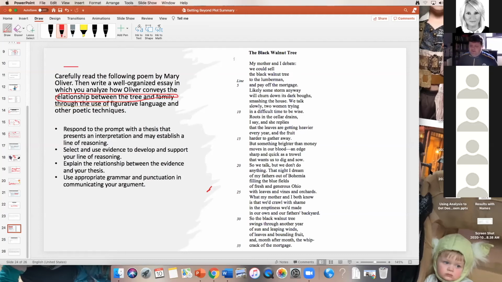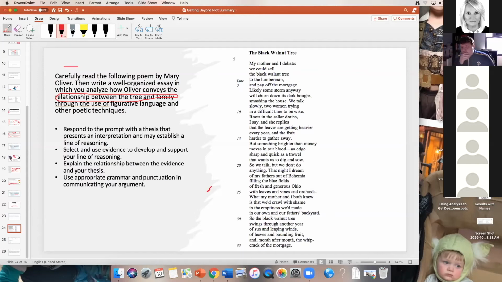Perfect. Now, let's get the simple question out of the way. If you were to summarize what's going on in this poem, the literal events of the poem, what would you say is going on? Just in the chat box very quickly. What is literally going on in this poem? Two women debate on whether to sell their family walnut tree. That's great. That's perfect, Samantha. That is what's going on. They are debating, should we do this or should we not?